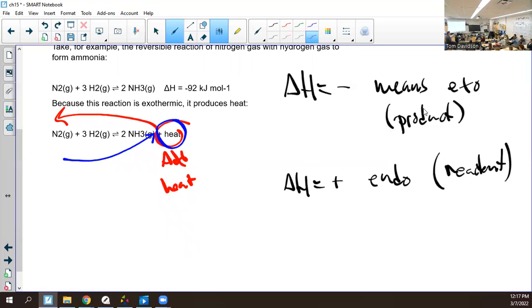So if this is true, and it is, this is a real measurement. If this is true, tell your partner, besides what we already said, how we could make the most yield of ammonia. What would you do?